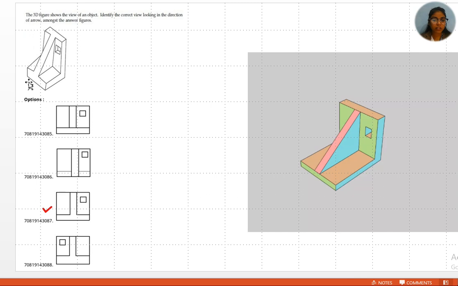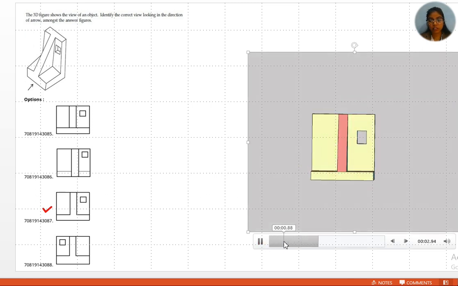But what about this line? Is there any line in the question figure? No, no. Here also they have drawn a line vertically. Is there any line? No. Everything is on the same surface, same level. You will get to see this inclined surface also in elevation as a proper rectangle. So that's why option C is right. And you will rotate it.